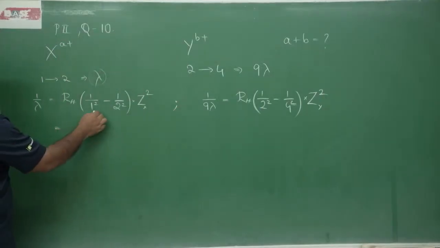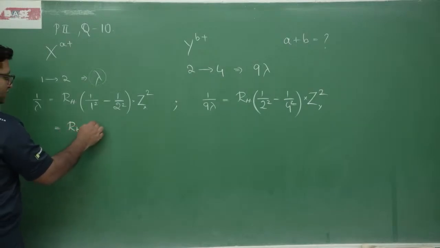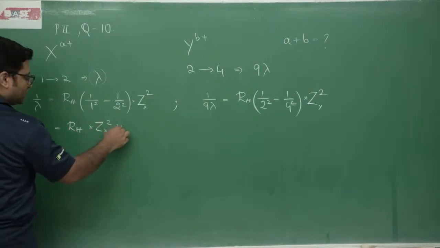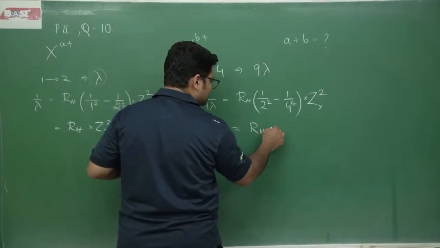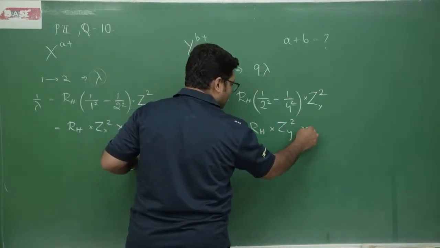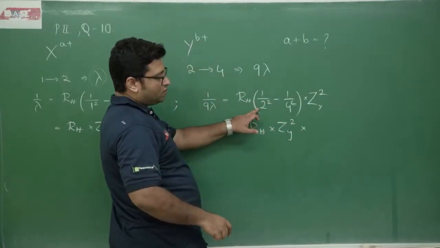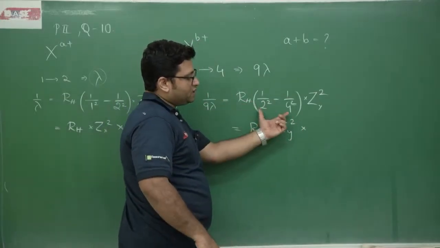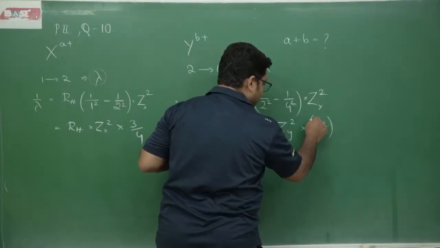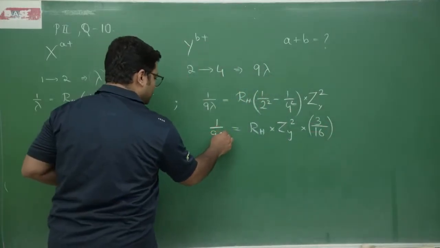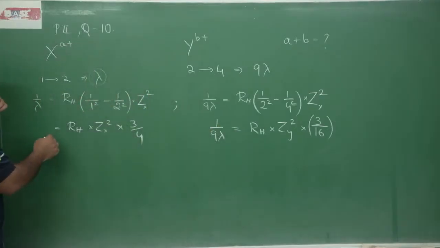Next, this bracket term simplifies to 1 minus 1 by 4, which is 3 by 4. So it is RH into Zx square into 3 by 4. On the other side, the RHS simplifies to RH into Zy square into 1 over 4 minus 1 over 16. Taking LCM here, we have 4 minus 1, which is 3, 3 divided by 16. Now you take these two equations and divide the first equation by the second equation.